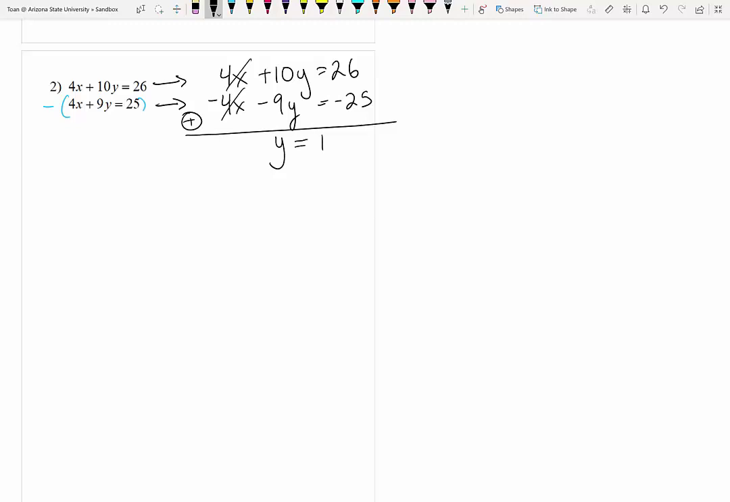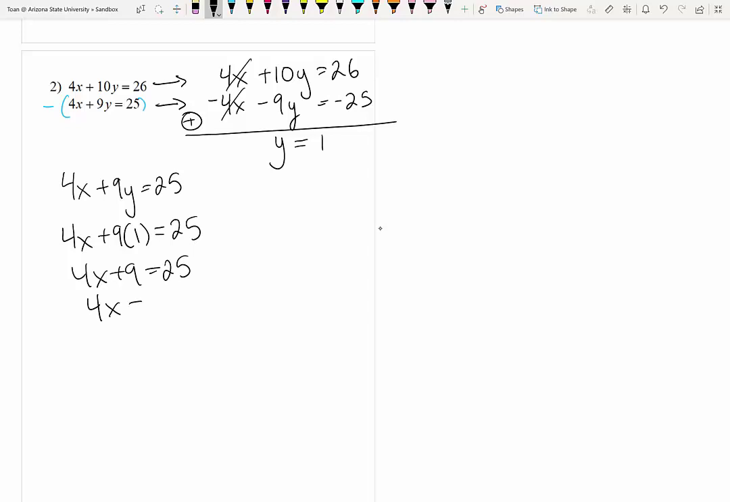Let's substitute into the bottom equation. Why not? 4x plus 9y equals 25. So we're going to substitute a 1 in for the y. And then just do math. Let's subtract the 9 from both sides. And then divide out the 4. Leaving us with our answer of 4, 1.